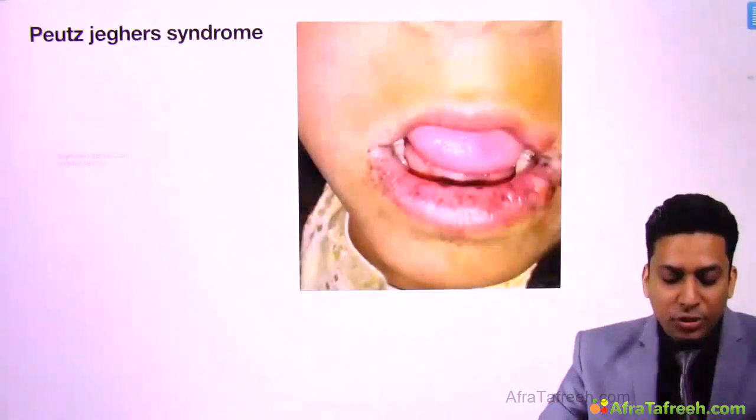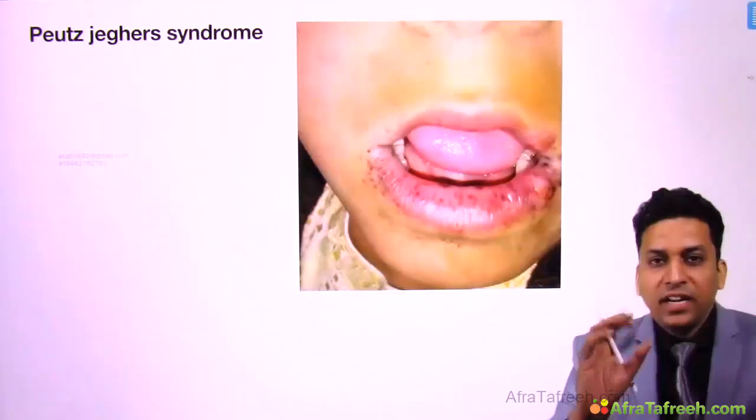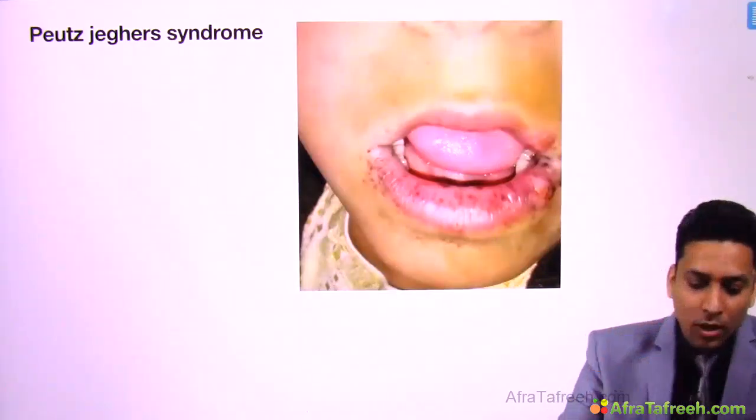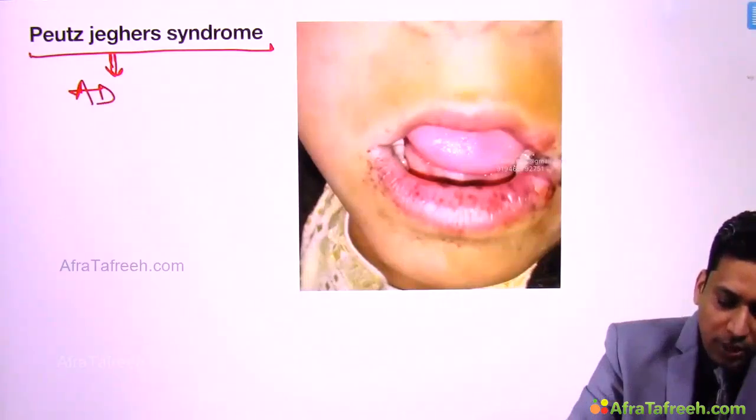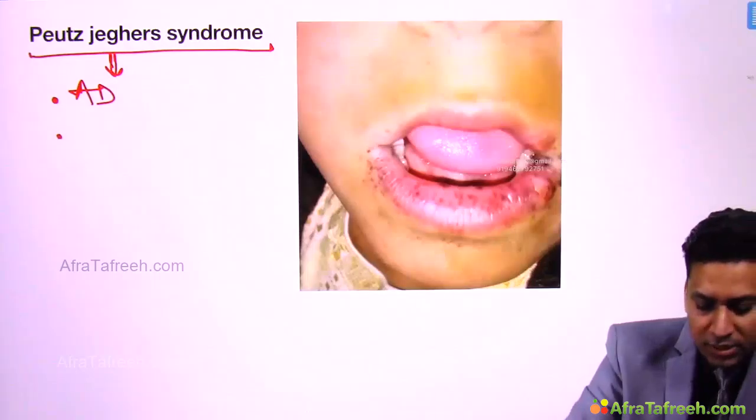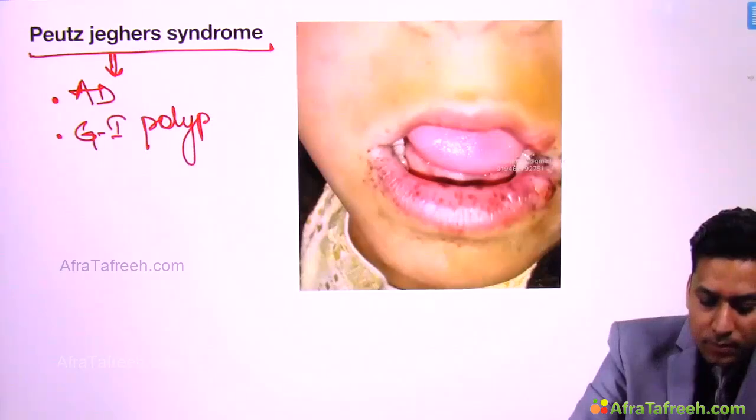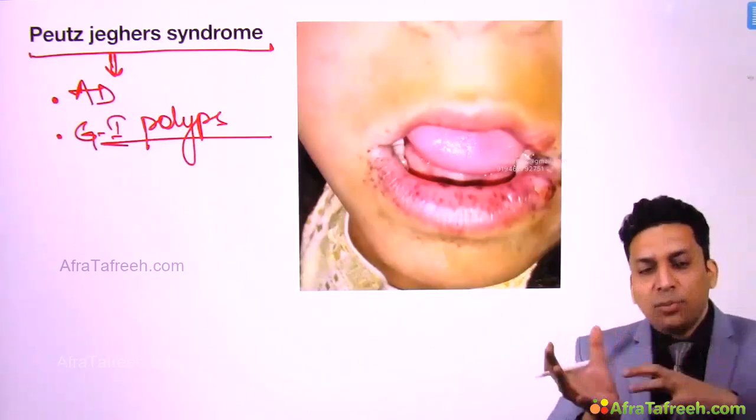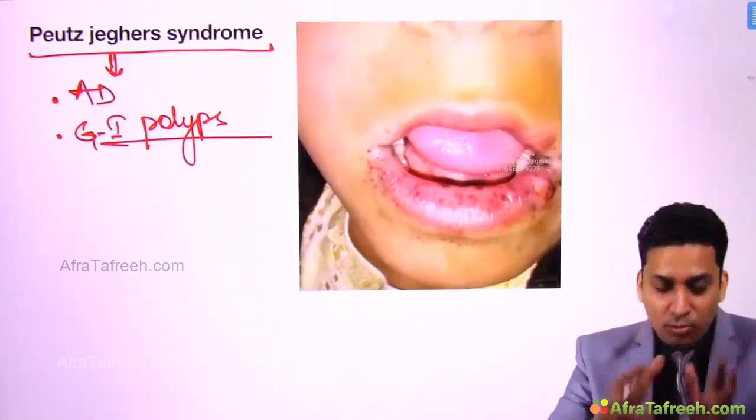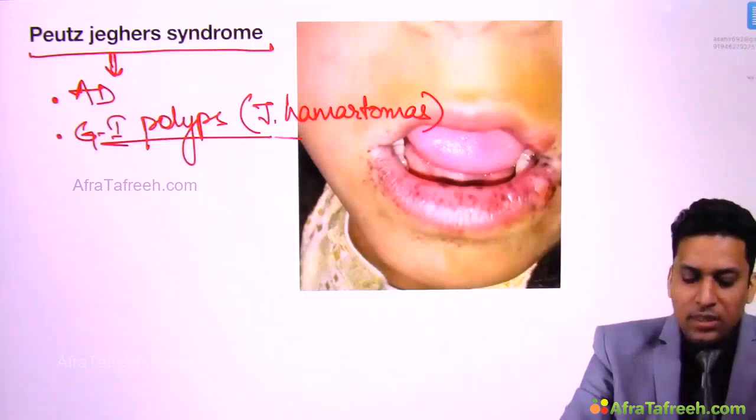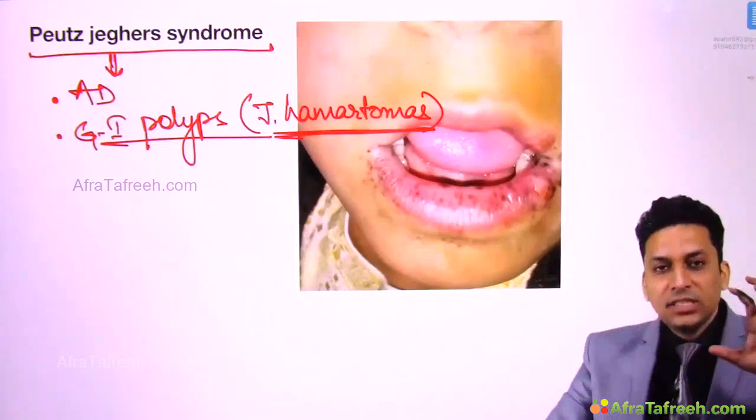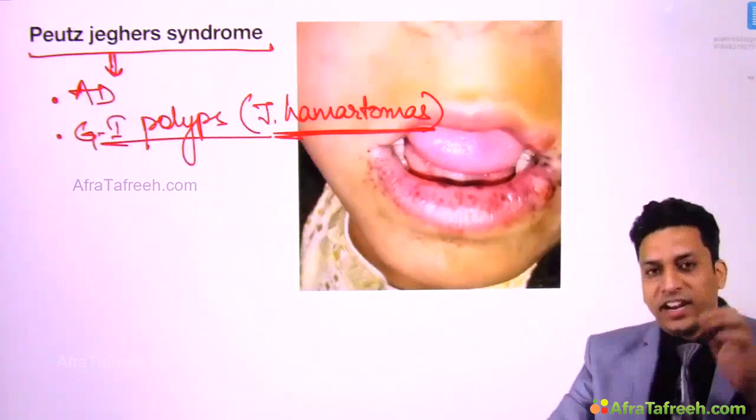Now next is Peutz-Jeghers syndrome. Okay, now you might have read about Peutz-Jeghers syndrome in surgery, because this is one autosomal dominant condition which presents with GI polyps, gastrointestinal polyps. These polyps are present in small intestine or large intestine? Yes, small intestine, jejunum. So these are jejunal hamartomas.